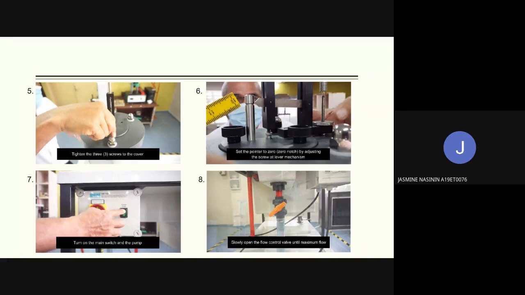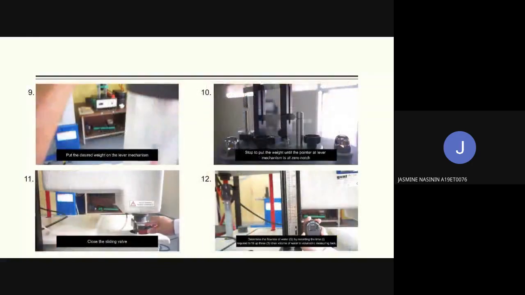Then, turn on the main switch and the pump and slowly open the flow control valve until maximum flow. The ninth step is to put the desired weight on the lever mechanism and stop until the pointer at the lever mechanism is at the 0 notch. Next, we close the sliding valve and determine the flow rate of water by recording the time taken to fill up 3 liters volume of water in the volumetric measuring tank.